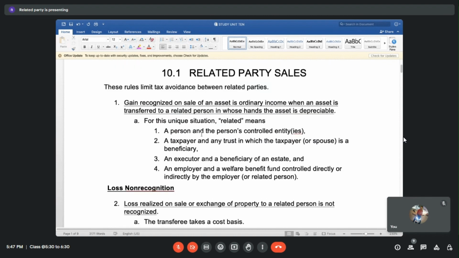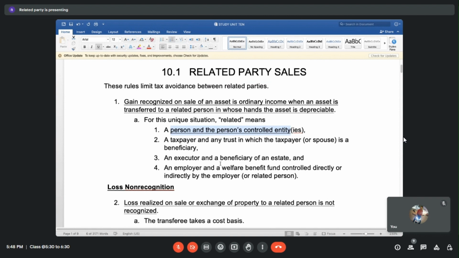So for this unique situation, what does related mean? Any person with the controlling entities. If the person is a shareholder in one company and that company owns another company, the shareholder of the parent company may have a controlling interest in the subsidiary company. Or the way it is structured, if the person is a director or a majority shareholder, that person may have a controlling interest. So that person will be related. Why? Whenever they have a controlling interest, they can modify the transaction.